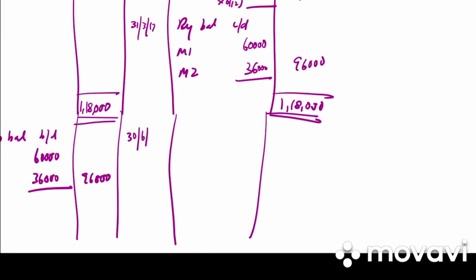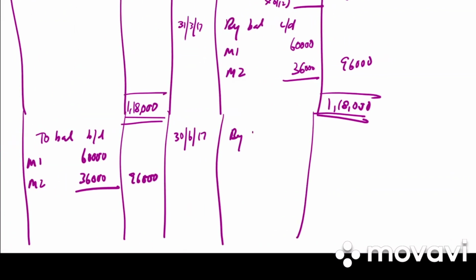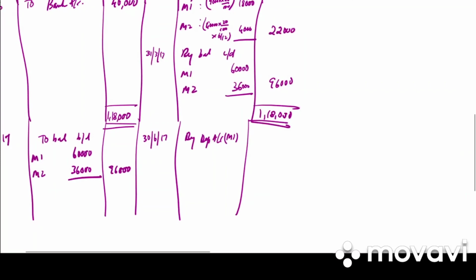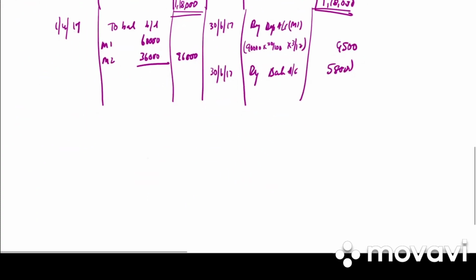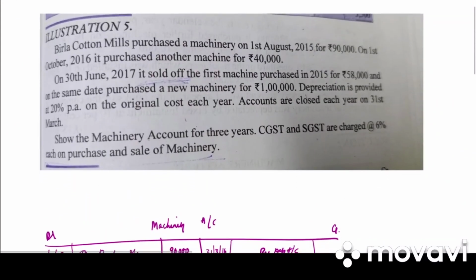So first we need to charge depreciation by depreciation account, machine 1. How much will it be? 90,000 into 20 by 100 for how many months? April, May, June. 3 months. 90,000 into 20 by 100 into 3 by 12. We get 4,500. Then on 30th June we sold that machinery. So by bank account we sold for 58,000. Then we purchased a new machinery for 1 lakh rupees.